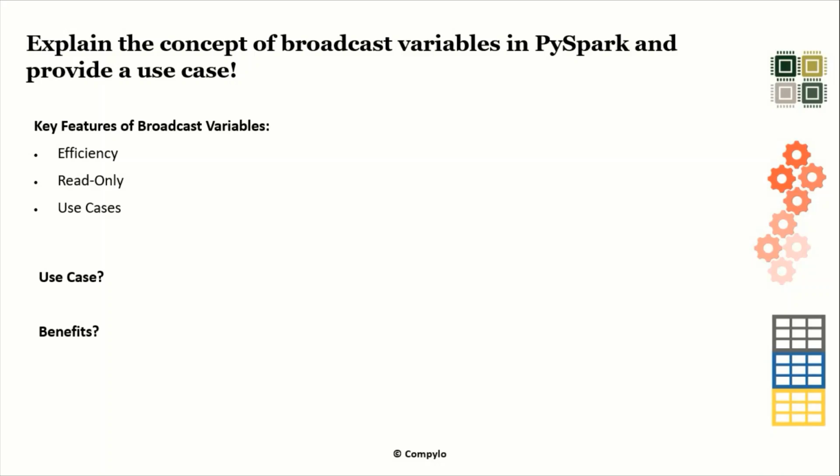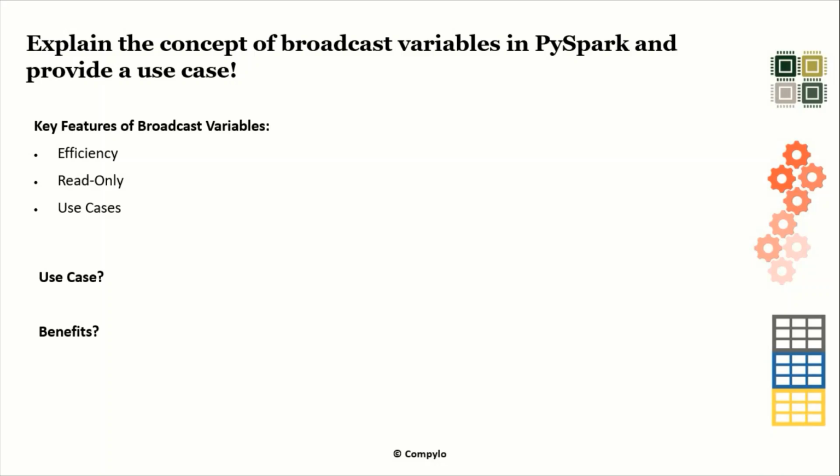The next question is, explain the concept of broadcast variables in PySpark and provide a use case. In PySpark, broadcast variables are a mechanism to efficiently share large read-only data across all the nodes in a cluster. Instead of sending copies of the data to every node for each task, a broadcast variable allows you to send the data once and have it cached on each node. This can significantly improve performance when you need to use a large dataset multiple times in distributed computations.